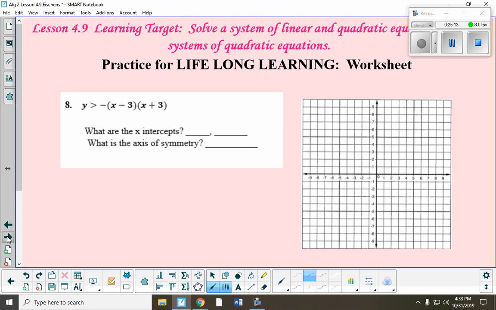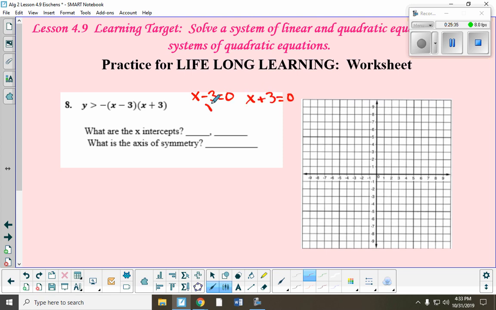All right, you have a worksheet to work on, and I'm going to work out just a few of the problems for you. On the back, you have y is greater than negative, and then the quantity x minus 3, x plus 3. So ask yourself, what form is it? Well, you have factors, so that's intercept form.